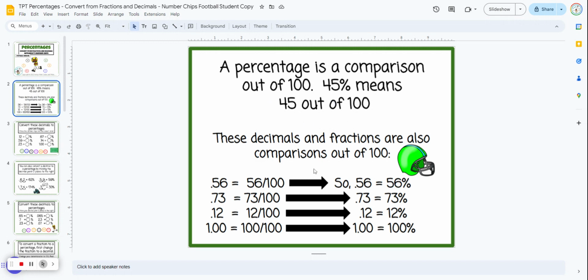And here's some very simple conversions between decimals, fractions, and percentages. So if we have a decimal here and it's read 56 hundredths, it's also written this way as a fraction, 56 hundredths. So 56 hundredths would equal 56%. 73 hundredths as a decimal, a fraction, and a percentage. And then one whole would be at 100%.